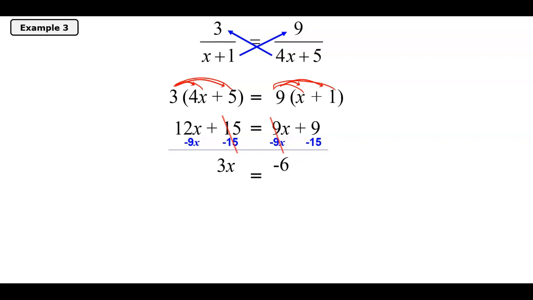So 3x equals negative 6. How do I get rid of this 3? Divide by 3. And what's negative 6 divided by 3? Negative 2.